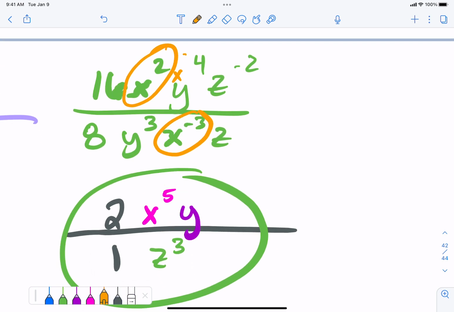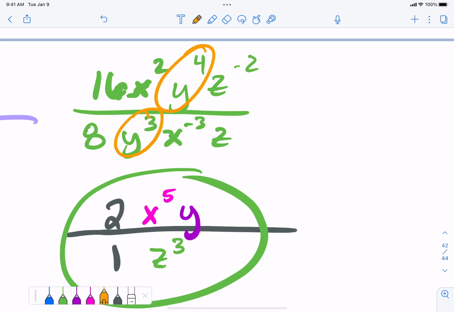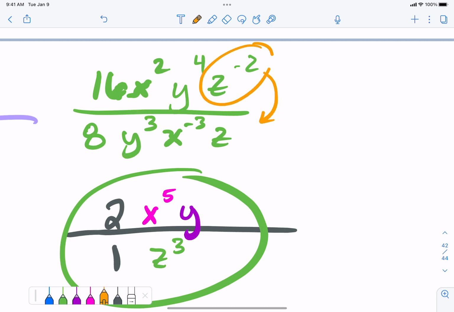Okay, then I'm going to do the y's. The y's are not bad because none of them are negative, so I've got 4 on the top and 3 on the bottom. So you'll just have 1 on the top. And then the z's, I gotta move my z from here to the bottom. So I've got z squared here with another z, so 3 of them.